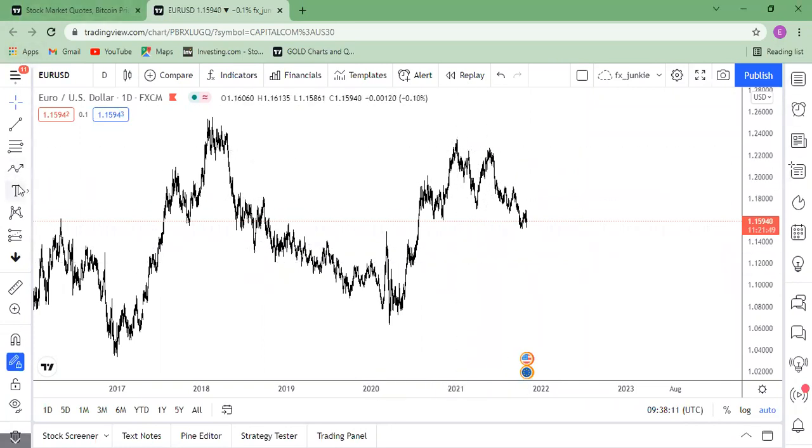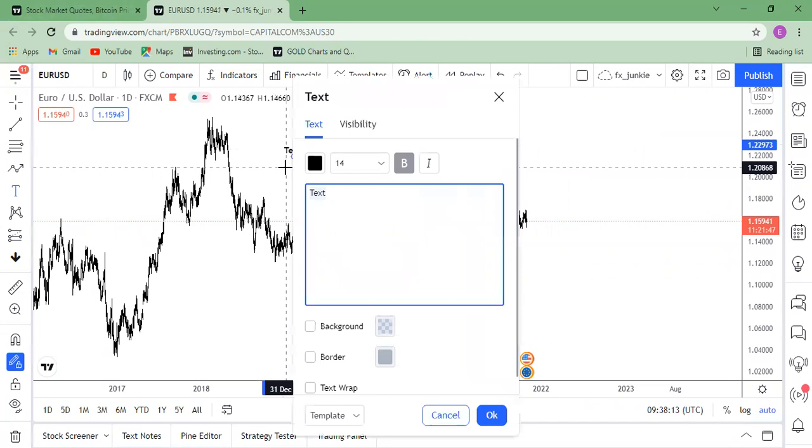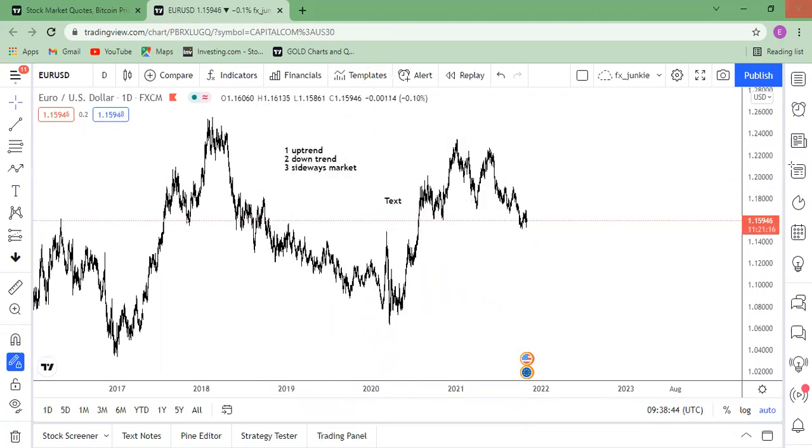We get three kinds of trends. Firstly, we get an uptrend. Then secondly, a downtrend, and third, we get a sideways market. Okay. So these are the three kinds of trends, right? An uptrend, a downtrend, and a sideways market.